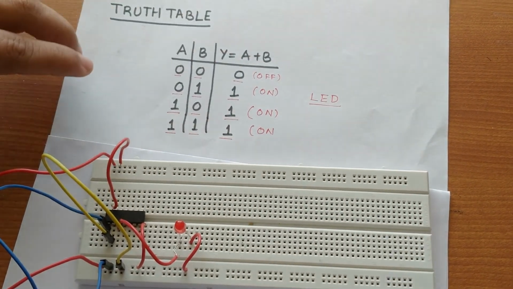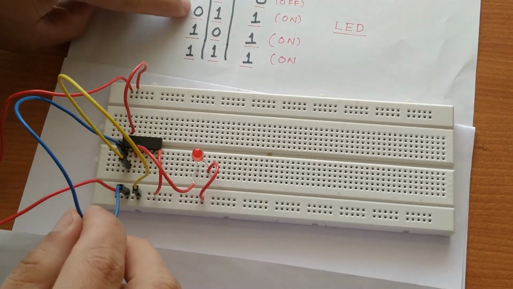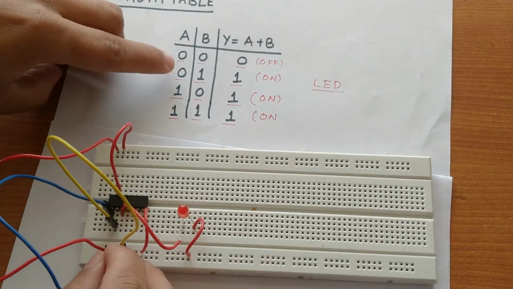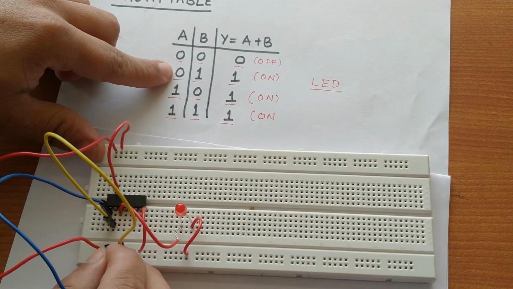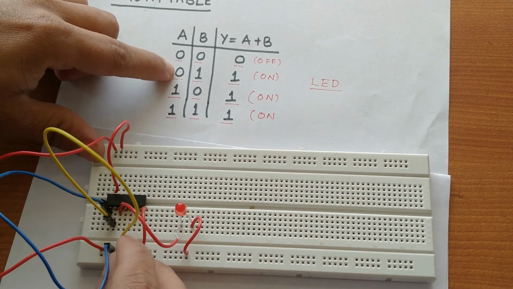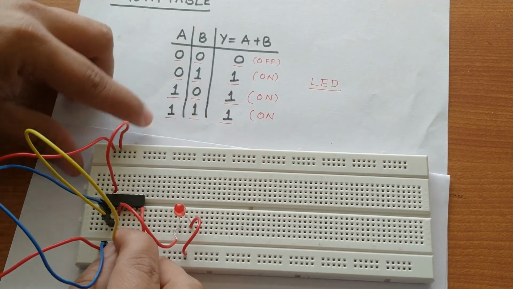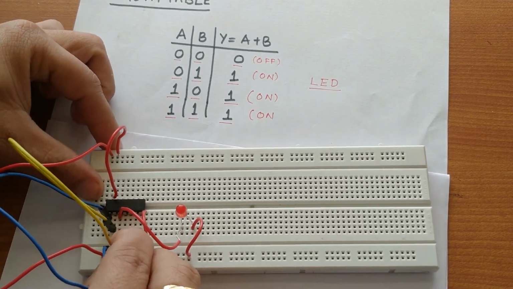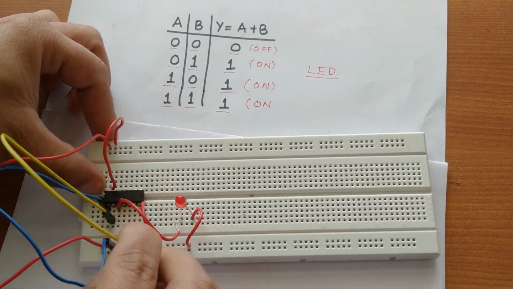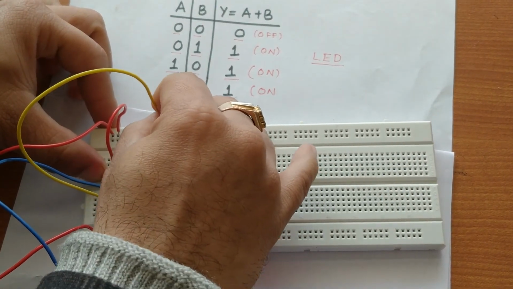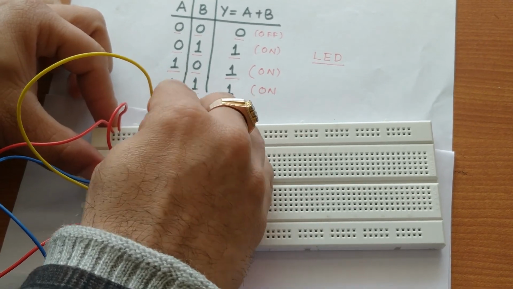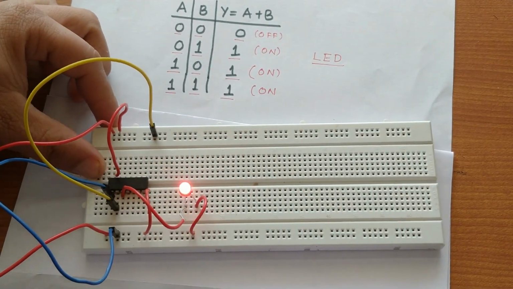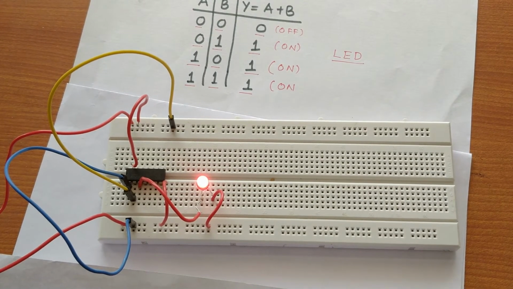Now we will make A a 0, that is our blue, we will connect it to 0, and our yellow, that is the B input, we will connect it to a 1. So 1 means we are connecting it to the power supply, and our LED should be on. So you can see that our LED is on.